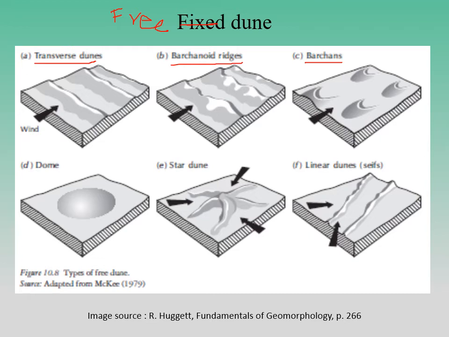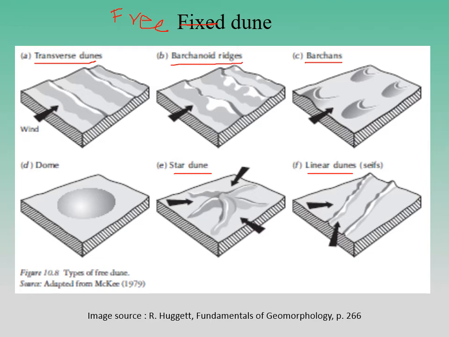The linear dunes, when the prevailing wind is mostly from two directions, and when they converge, when they coalesce with each other, they form these kinds of narrow ridged dunes, which are known as longitudinal dunes, linear dunes, or shift dunes.